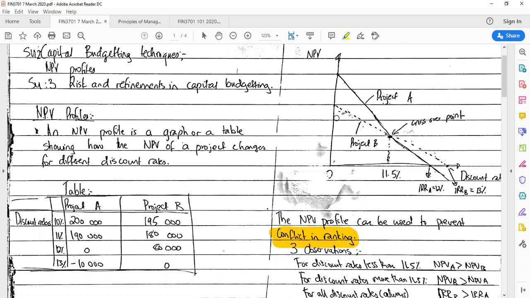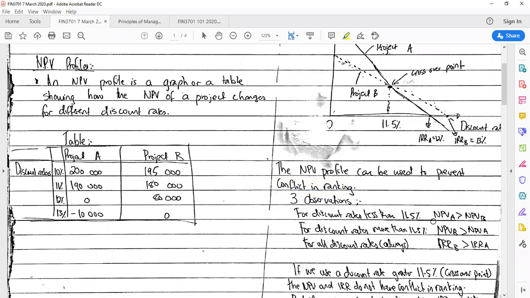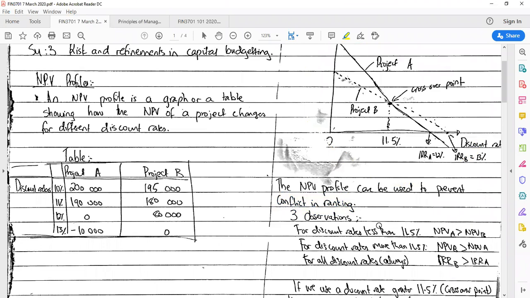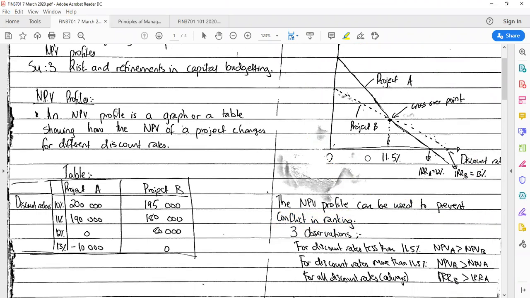So these NPV profiles, especially this graph, can help us to prevent conflict in ranking. And I'm going to illustrate this explanation to you through these three observations right here. Okay. So let's look at this graph. Let's just go through this graph.